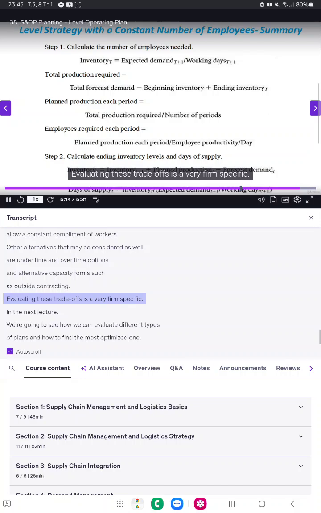Evaluating these trade-offs is very firm specific. In the next lecture, we are going to see how we can evaluate different types of plans and how to find the most optimized one.